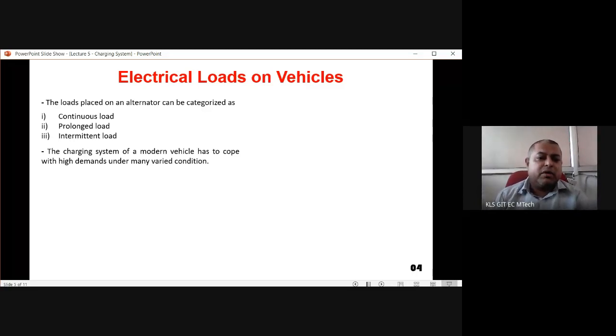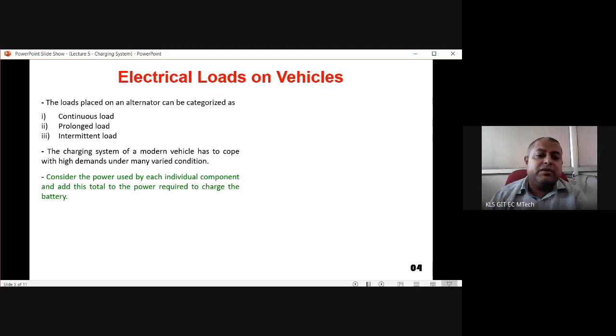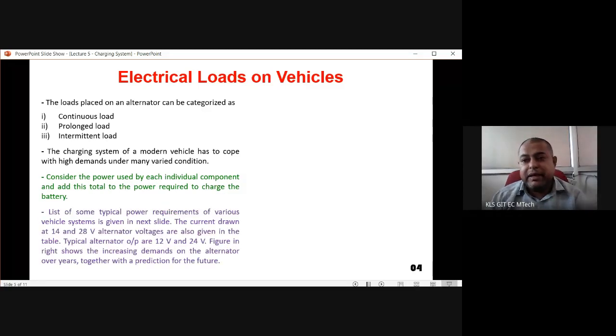The charging system of a modern vehicle has to cope with high demands under varied conditions. This is a very important line: there can be any kind of variation in the road condition and the load condition, but the modern vehicle should be able to cope with the high demands. So consider the power used by each individual component and add this to get the overall power requirement, the total power fetched from the battery. That individual power calculation will be shown in the next slide. A list of some typical power requirements of various vehicle systems is given in the next slide.